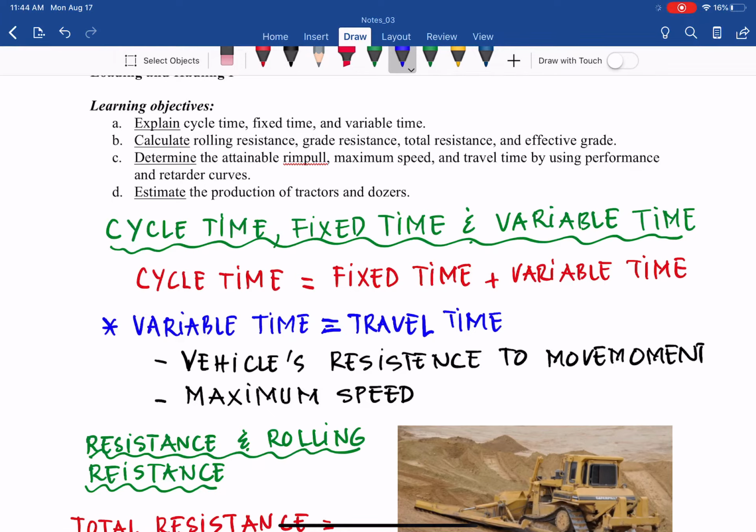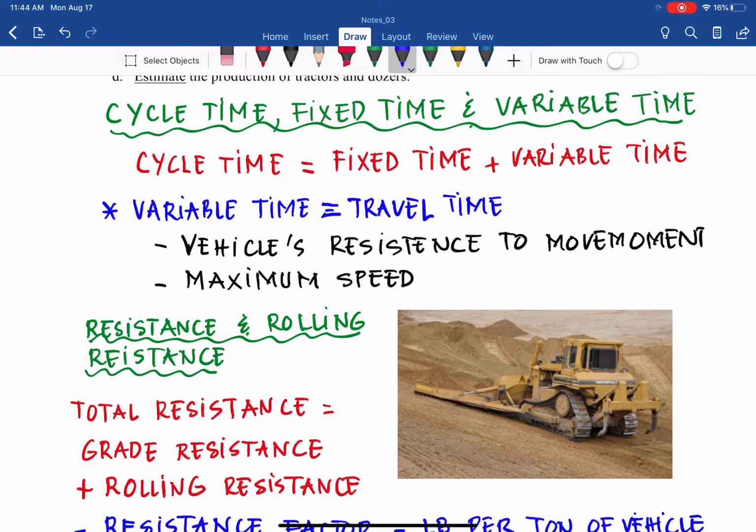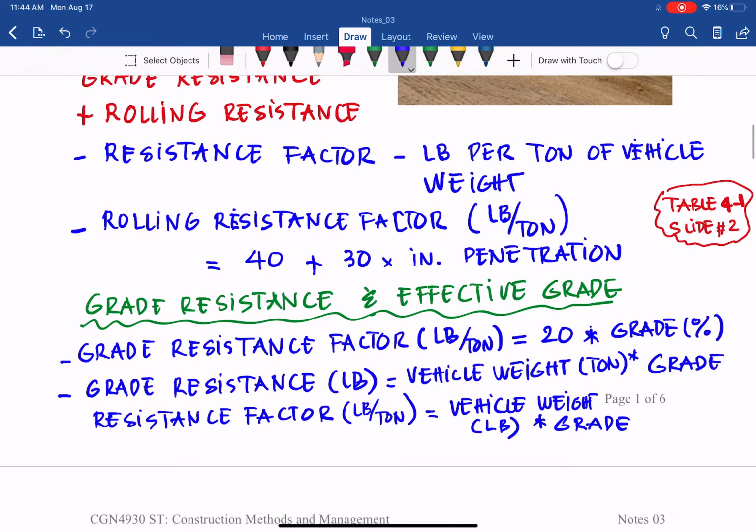So far we have gone over cycle time, fixed time, and variable time. And when we discuss variable time, it's actually the travel time of the equipment, and it is a function of resistance of the vehicle to the movement. And the two types of resistance that we are talking about are rolling resistance and grade resistance.